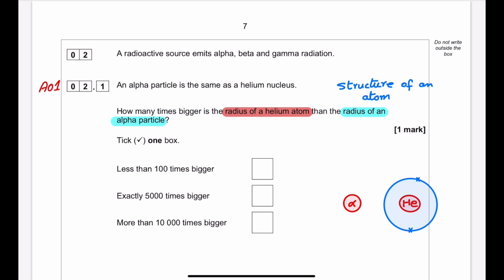If we take the alpha particle as a helium nucleus, it means the size of the alpha particle and the size of the helium nucleus are the same. The difference between an alpha particle and the helium atom is that the helium has two electrons in the shells. Therefore, the size of the helium atom is increased due to the shell around it. It is an AO1 question, therefore the student must know that the size of the helium atom is about 10,000 times bigger than the alpha particle. So the correct option is 10,000 times.